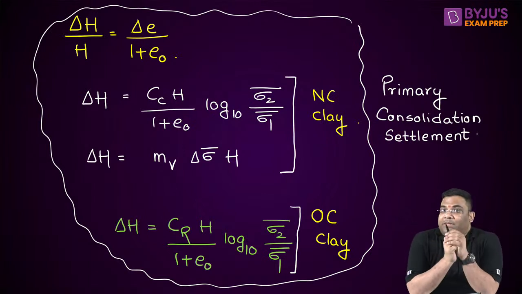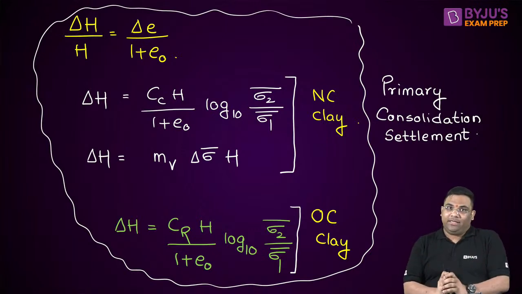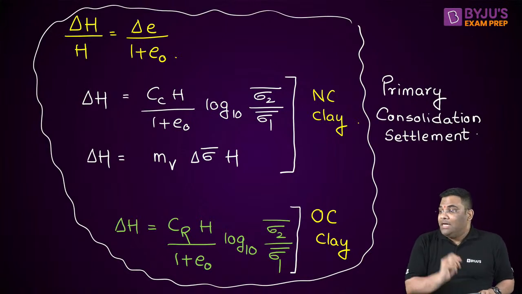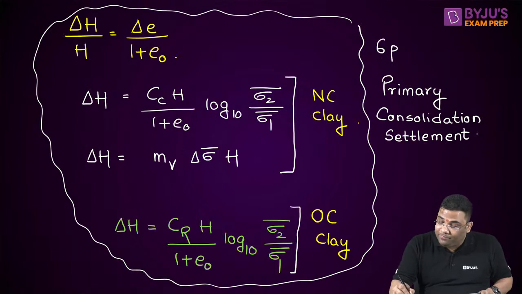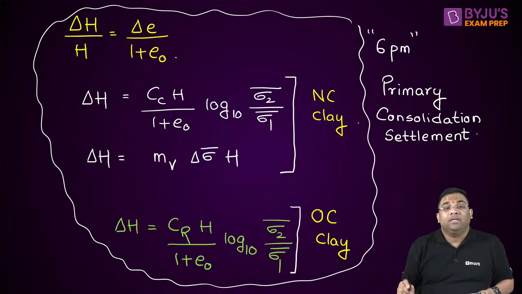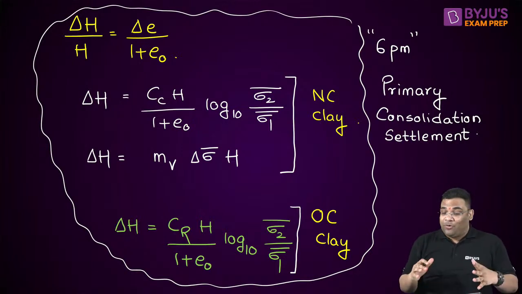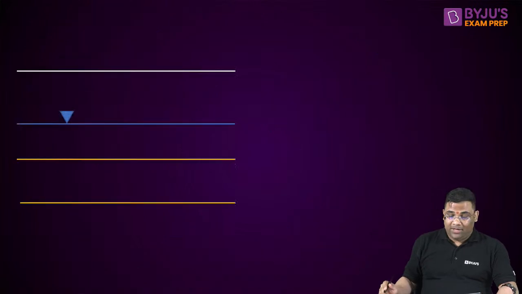In the next lecture, tomorrow, this was all the derivation thing. And we understood from where I am getting all these settlement equations, right? Now, tomorrow, a very important session, tomorrow at 6 p.m., same timing, on the same YouTube channel. I will be solving questions and making you understand how to use these equations to solve the questions which are asked in GATE, to find the primary consolidation settlement. So this is the end of today's class.